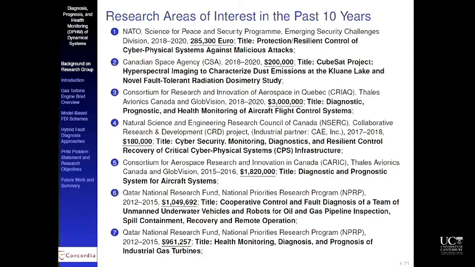Qatar has this policy that they want to encourage research internationally. So we got 2 projects with them, one of them dealing with health monitoring, diagnosis, and prognosis of industrial gas turbines. They are one of the major producers of gas in the world. And the other project had to deal with a network of unmanned underwater vehicles where we are interested in investigating oil and gas pipelines. So that was the project that we have with them.